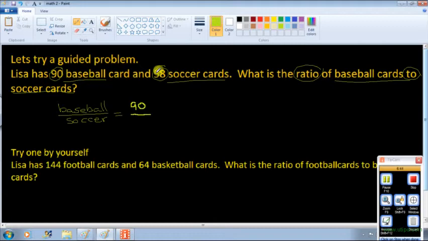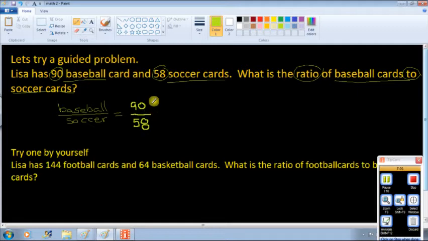Two, and let's look at soccer. Well, it has 58. Alright, so normally I would be done, but I am noticing that this ratio is not in its simplest form.